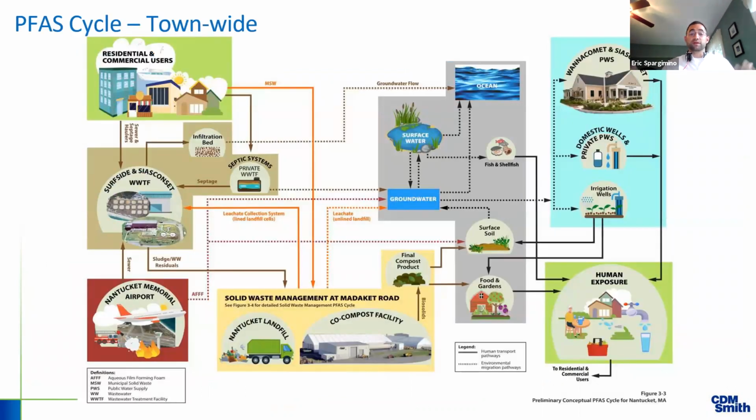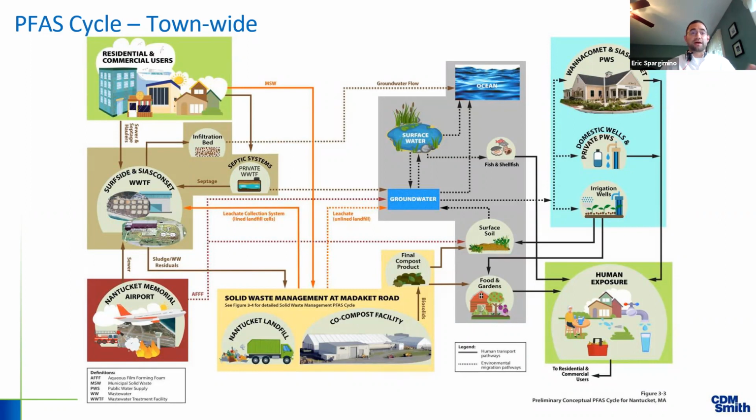So something that we've been working on with the town for the past year or so is creating a town-wide PFAS cycle that's specific to Nantucket. So I won't try to follow all the arrows on this with everyone, but I encourage everyone to go on the town's website where this is posted, along with a lot of other fantastic information. But this is, to summarize, all the PFAS sources that we've been able to identify throughout the island and where they're going.